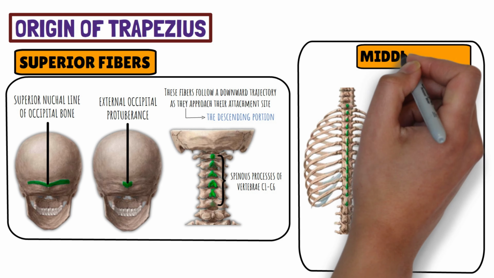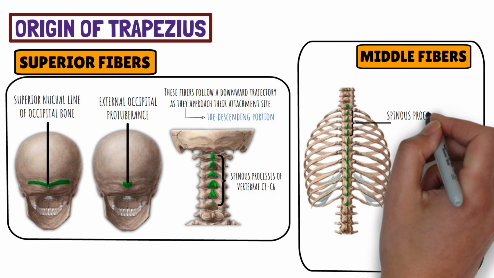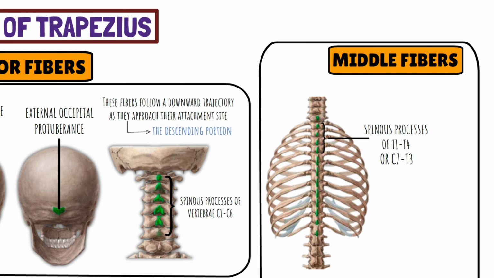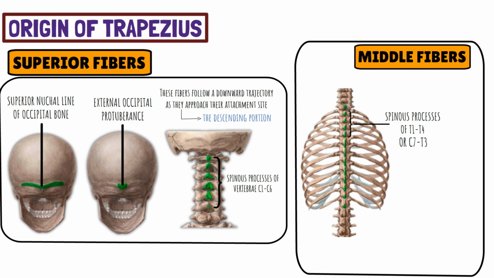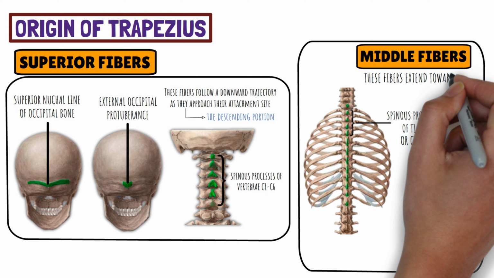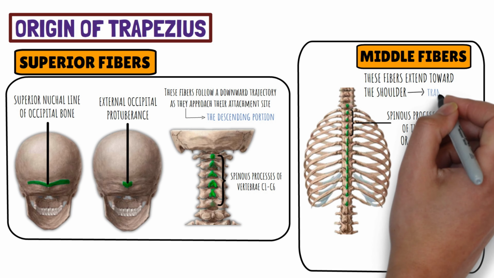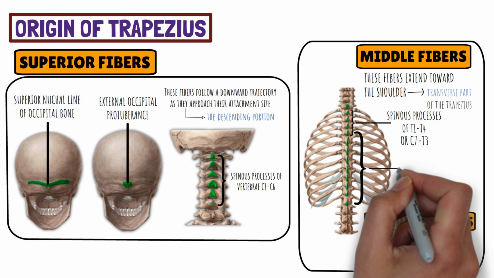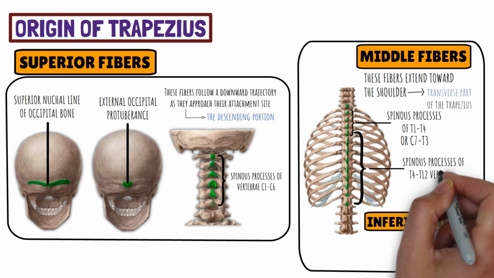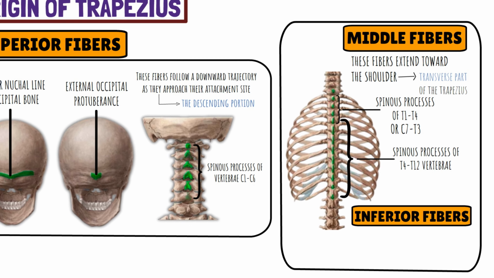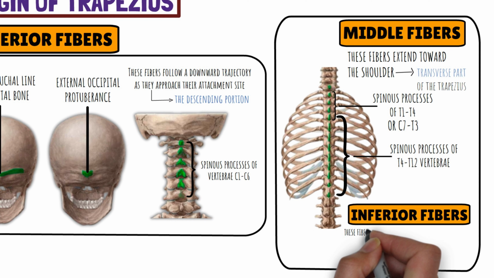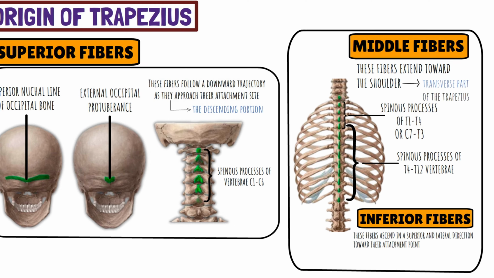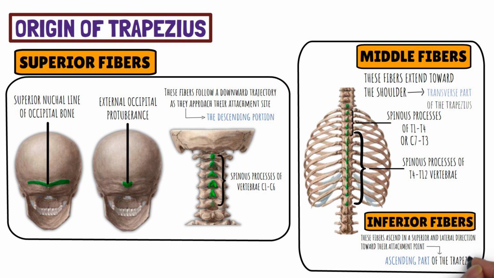The middle fibers arise from the spinous processes of T1 to T4, or according to some references, C7 to T3 vertebrae and the ligaments between them. Running horizontally, these fibers extend toward the shoulder, constituting the transverse segment of the trapezius. The inferior fibers originate from the spinous processes of T4 to T12 vertebrae and their corresponding supraspinous ligaments. These fibers ascend in a superior and lateral direction toward their attachment point, forming the ascending section of the trapezius.